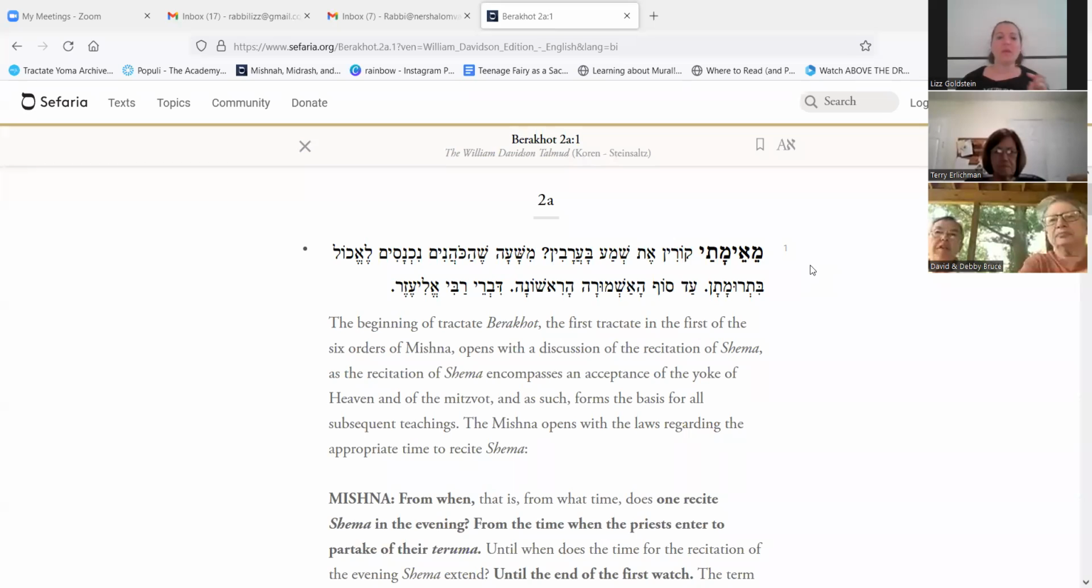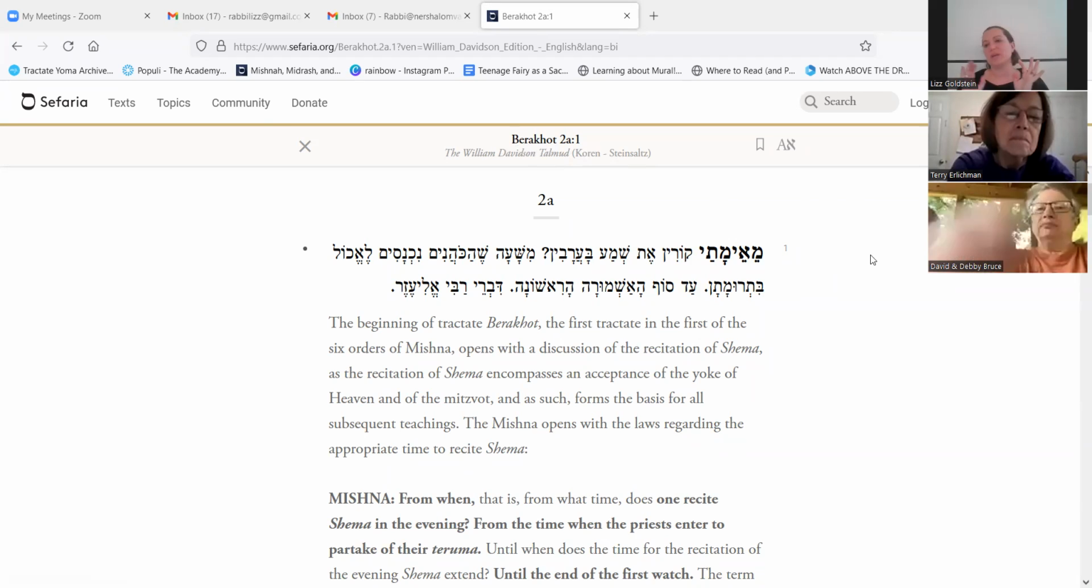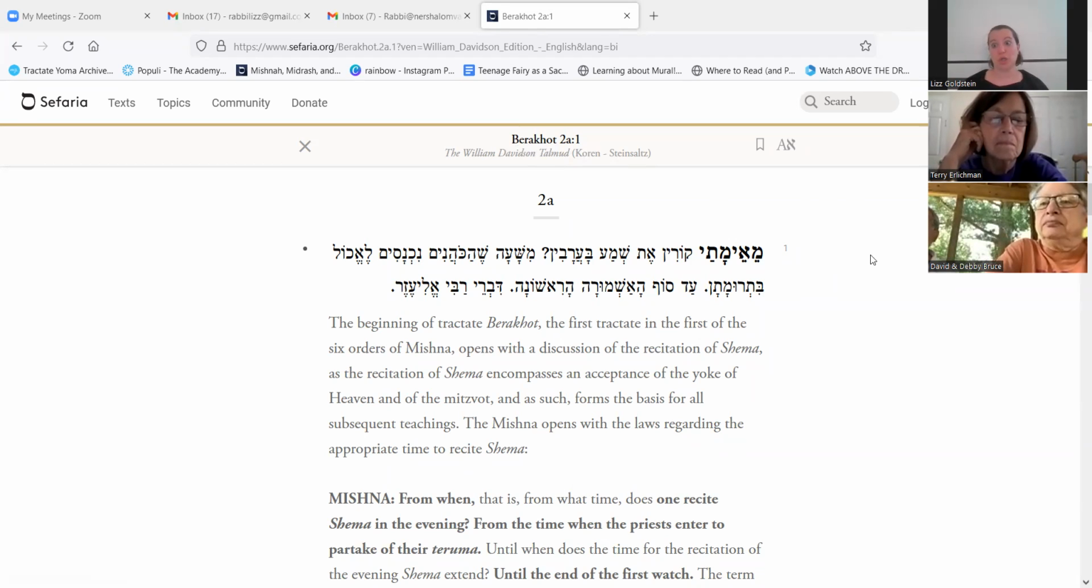All right, so we're gonna look at the beginning. This is Brachot, which means blessings. As I said last week, the idea of there being a beginning or end of Talmud is a little arbitrary, but this is where people start when they start learning. Like any Talmud class, basically.